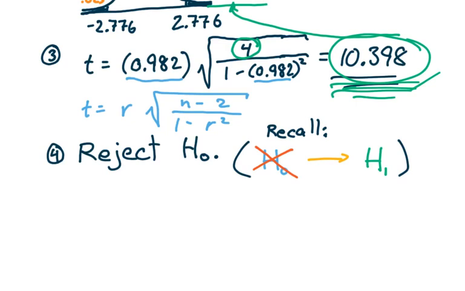But what does that mean in terms of the original problem, in terms of this question that we're trying to answer when we're performing this hypothesis test? Remember, saying that the population correlation coefficient is equal to 0 just means that there is no correlation between these variables. Saying that the population correlation coefficient is not equal to 0 indicates that there is linear correlation between these two variables.